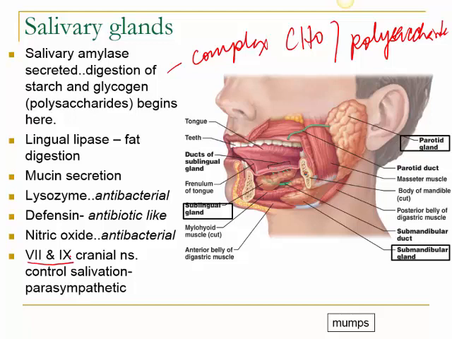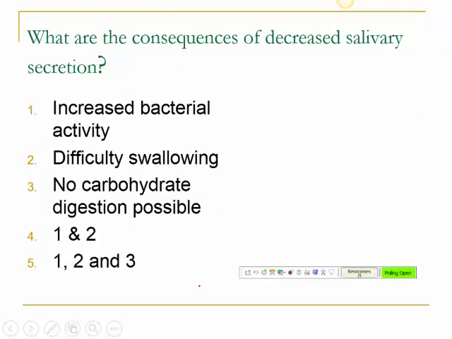7th was facial. What was 9th called? You can't have forgotten so soon. 9th cranial nerve? Very good, glossopharyngeal, yes, 9th and 7th. Remember, the parasympathetic system traveled with 3rd, 7th, 9th, and 10th. So here you have 7th and 9th, so they control salivary secretion. What do you think happens with decreased salivary secretion?